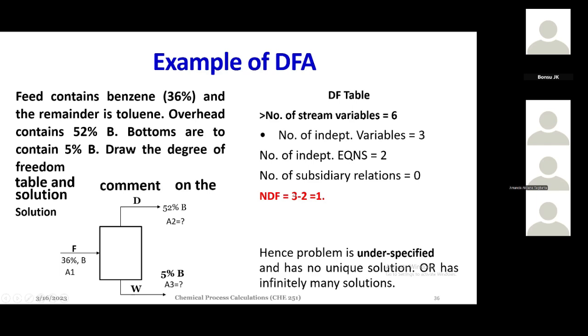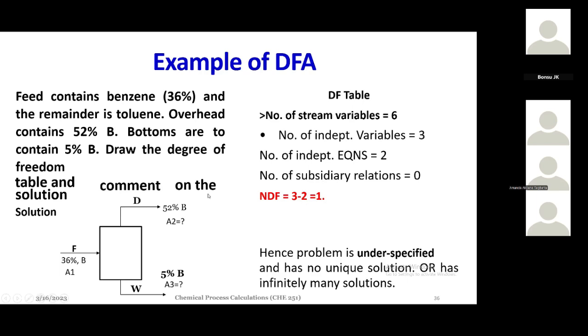When it comes to the number of independent equations, we're saying that for non-reactive systems, the number of independent equations is equal to the number of components present. And our components present in the feed are just 2, 1 and 2. So 2 independent equations. When you subtract them, you get 1.